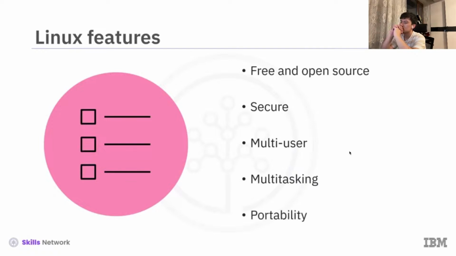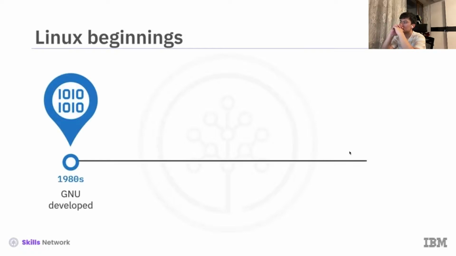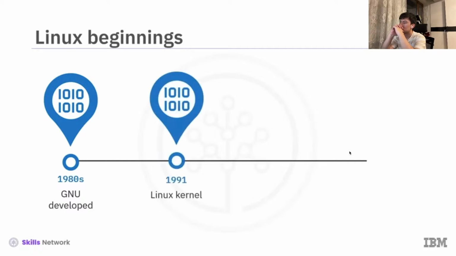Linux has been ported to run on many different types of devices and hardware platforms, from desktops to servers to appliances. How did Linux start? In the 1980s, GNU was developed at MIT. GNU stands for GNU's Not Unix and was made as a free open source set of the existing Unix system tools. And in 1991, Linus Torvalds developed a free open source version of the Unix kernel called Linux.